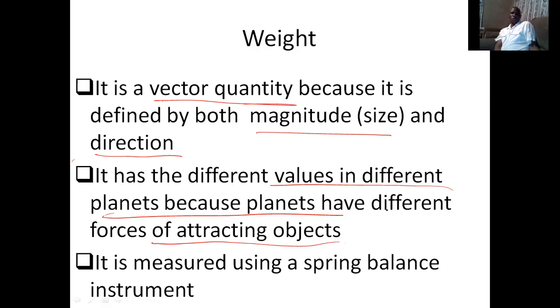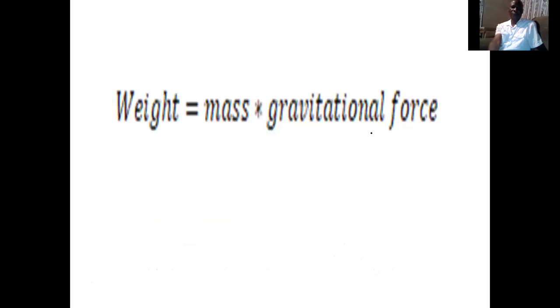And so weight is not the same. On a different planet like the moon, the weight would be different from the weight on Earth. And we use a spring balance to measure weight. So this is the instrument which is actually used to measure weight, the spring balance.